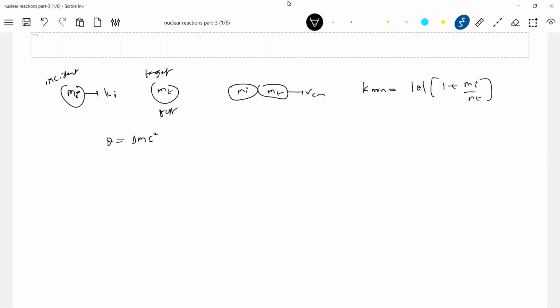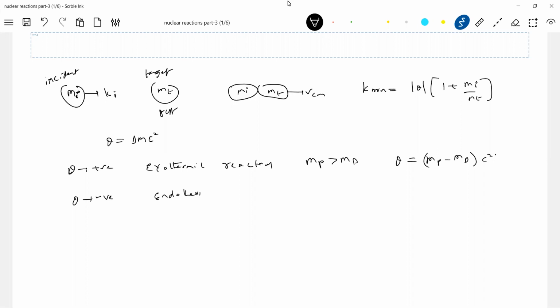Then in some reactions where Q is positive, we'll call those exothermic reactions. In this case, the mass of parent will be greater than the mass of daughter. And when you calculate, it will be like this: Mp minus Md, times C square. In some reactions, Q will become negative. We'll call those endothermic reactions, where the mass of parent will be less than the mass of daughter. So in that case, when you take the difference, you get a negative. Then if you supply that much energy needed for the reaction to occur, it proceeds.